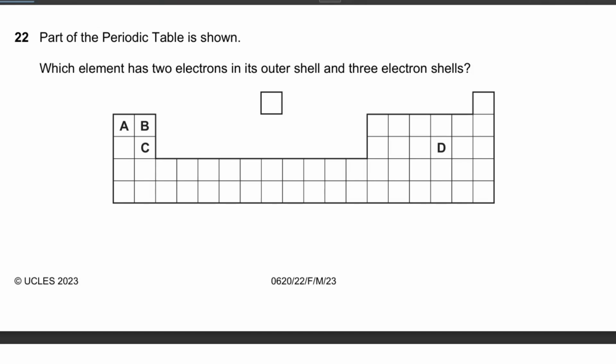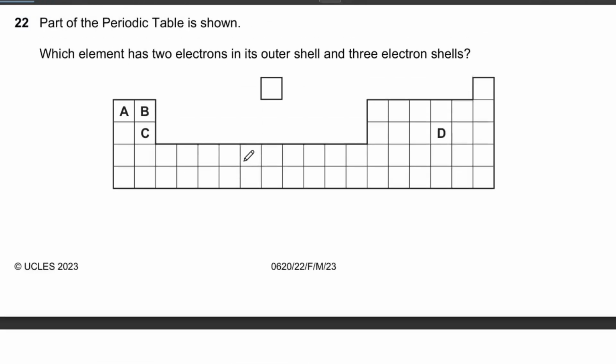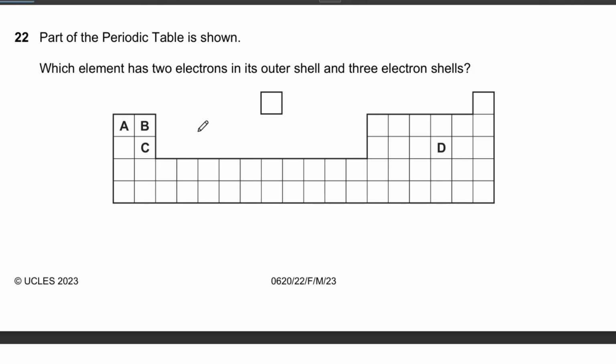Question 22. Part of the periodic table is shown. Which element has 2 electrons in its outer shell and 3 electron shells? So that means we are looking for an element in group 2, because group is determined by the number of electrons in the outer shell. So here we say the element has 2 electrons in the outer shell. That means it's in group 2. Now that means the answer is between B and C.